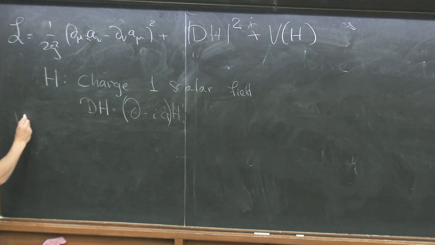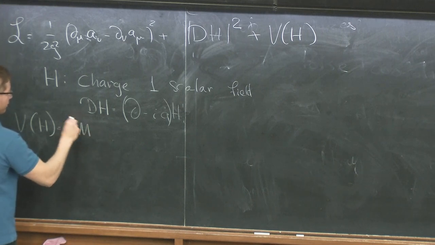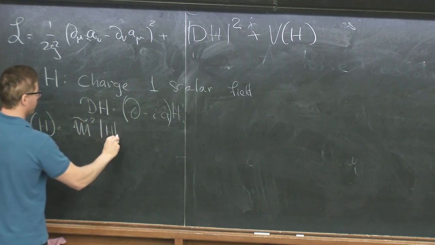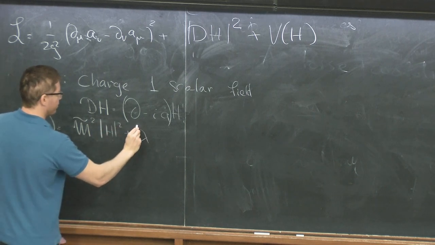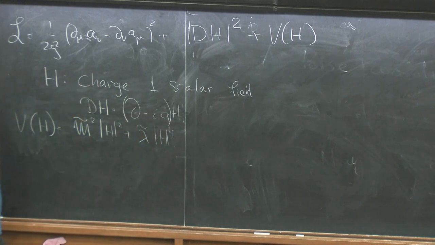And now we have to say something about the potential for H. And as before, it has to be gauge invariant. But as before, I'm going to truncate it at the quartic order. So we have m squared, but now it's a new m, so let's call it m twiddle squared, |H| squared, plus some new lambda, |H| to the 4. OK, so that's the model.